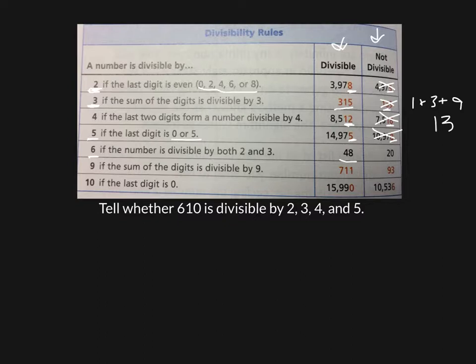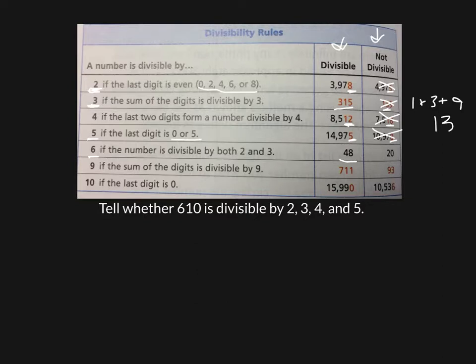So 48 is divisible by 2, yep, because the last digit is even. And for 3, the sum of the digits must be divisible by 3. 4 plus 8 is 12, so that would be divisible by 3. So yes, divisible by 2, yes, divisible by 3, so yes, divisible by 6.